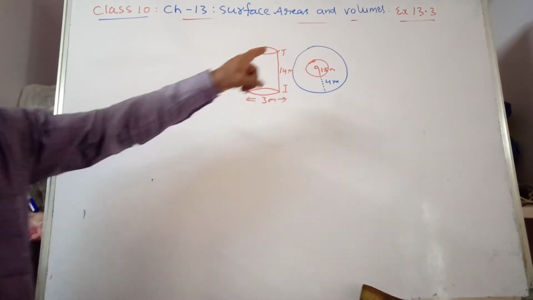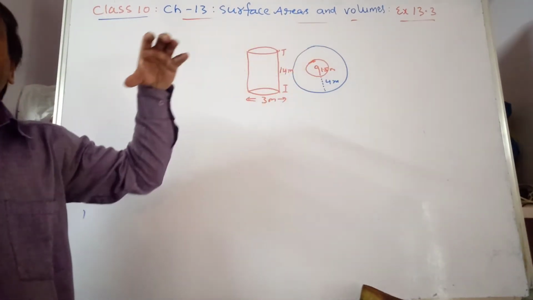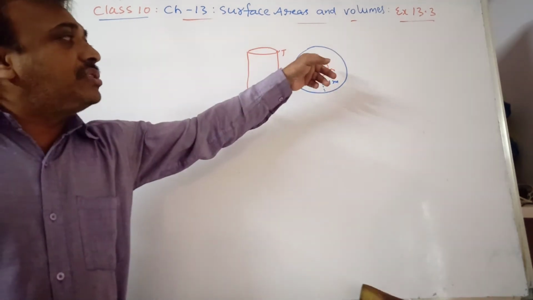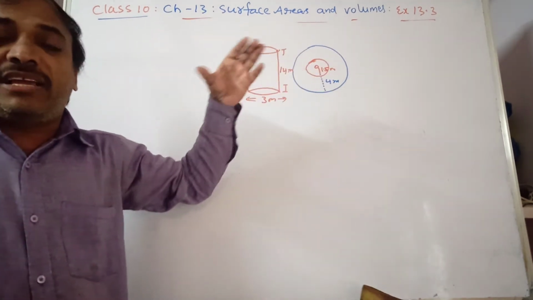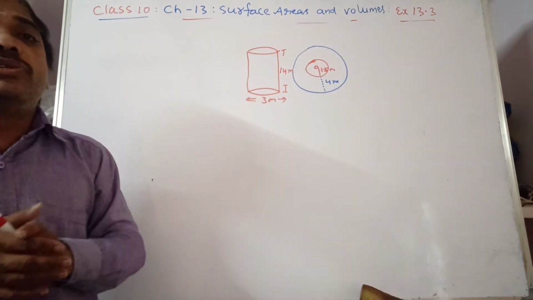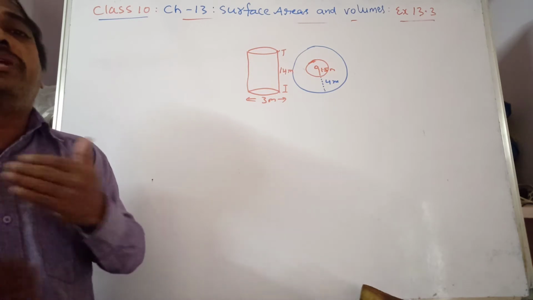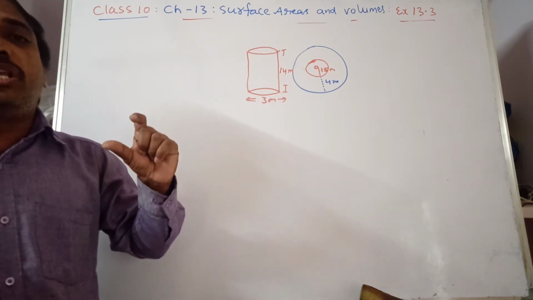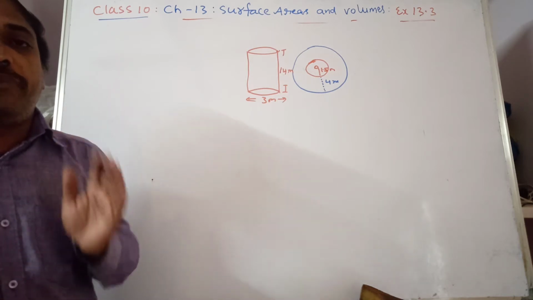But the embankment is in which shape? Circular, which is nothing but a hollow cylindrical shape with thickness, like a metal pipe with thickness. So there is an outer and an inner radius. In Class 9 we have studied the thickness. What is the volume of the pipe? What is the volume of the wood?